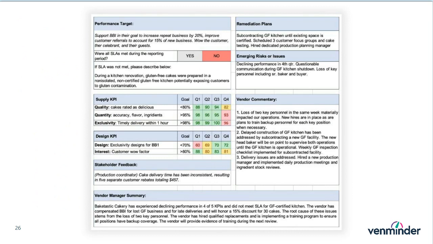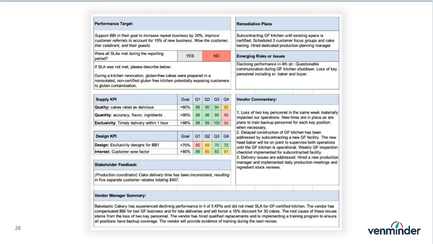Okay, we have a sample scorecard we've put together for Baketastic Cakery, our cake vendor. And this is a very simple scorecard to be used as an example. Right at the top, we have the reporting period and those performance targets. Right up front, we should be saying what we're holding this vendor accountable for, how they're helping us meet our objectives. The next thing is about SLAs.